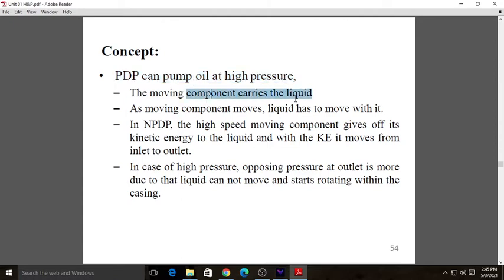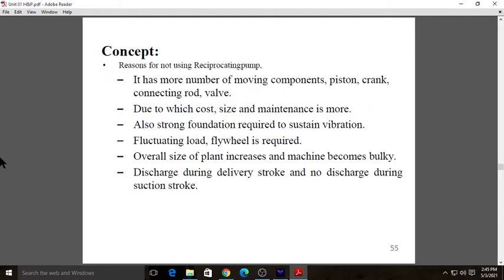The moving component carries the liquid; the moving component moves and the liquid has to be moved with it. But in the case of a non-positive displacement pump, the high-speed moving component gives off its kinetic energy to the liquid, and with this kinetic energy the liquid moves from inlet to outlet.